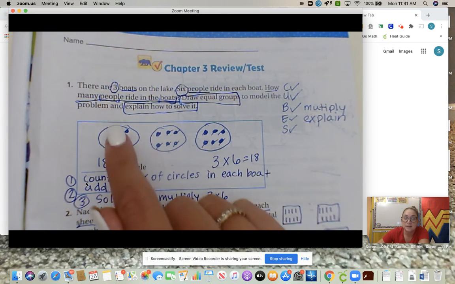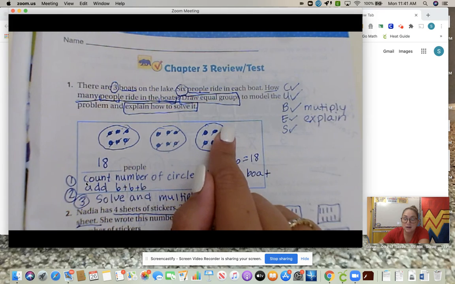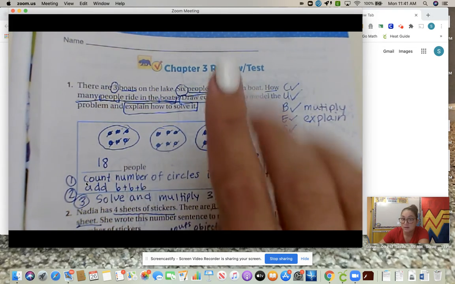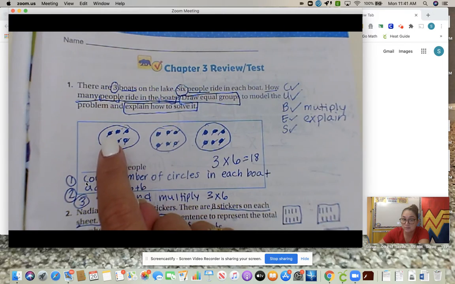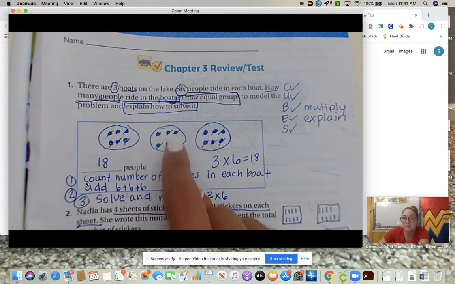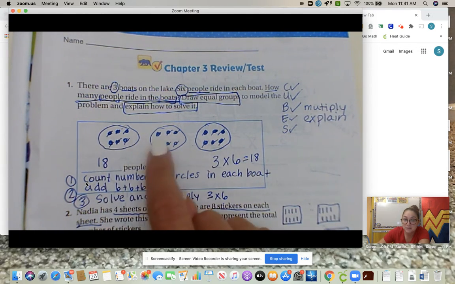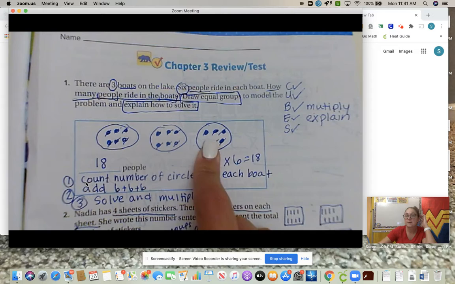So evaluate means to draw a picture and set up the problem before you solve it. So we need to draw a picture for boats and the people riding the boats. We have 3 boats, so that is 3 groups. 1, 2, 3. There are 6 people in each boat. So that's why I have 6 dots, 6 dots, 6 dots.